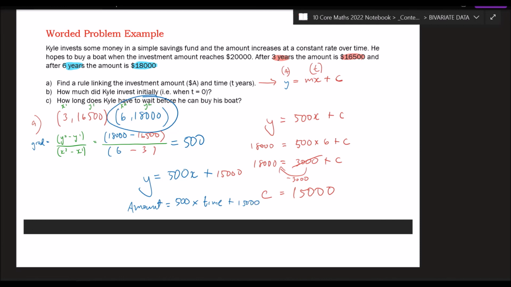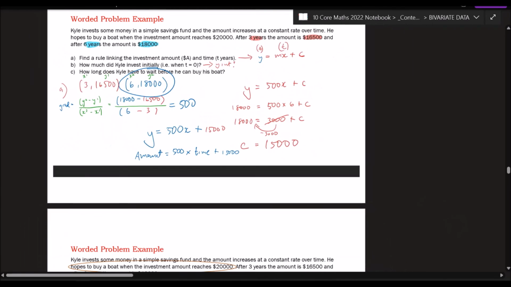Before I go there, what is the y-intercept, when t equals 0? Based on this question, how much did he invest initially? What would the y-intercept be in this formula? 15,000. So that means he started with 15,000. That's what that means. So if you get a question like this, especially when you see the word initially, it just means y-intercept.